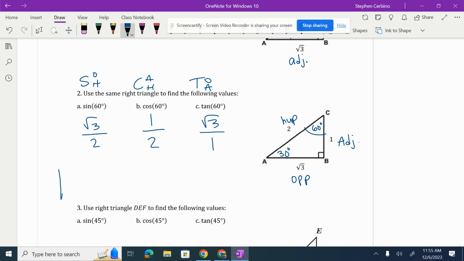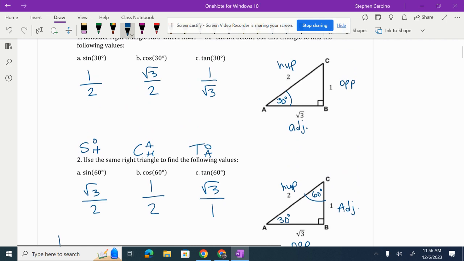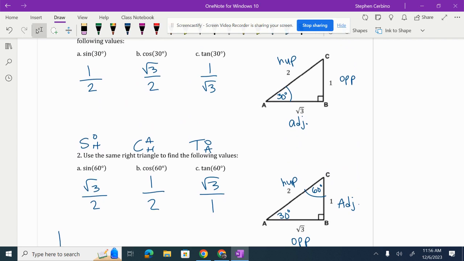A couple of things I'm hoping you notice right away after seeing the answers to 1 and 2 is they're the same ratios just in different places. Like the sine of 30 became the cosine of 60. The cosine of 30 became the sine of 60. The reason this happens is because the angles add up to 90, another thing you learned in geometry that you probably don't remember, and that's okay for right now. For today, I just need you to be able to identify which side is opposite, adjacent, hypotenuse and tell me the ratio.